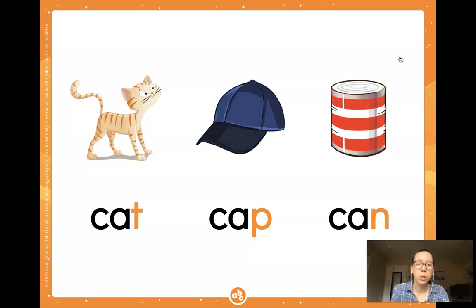To review, each of these words has the C-A, k-a at the beginning, but the ending sound is different. The last sound in cat is t. The last sound in cap is p. And the last sound in can is n.